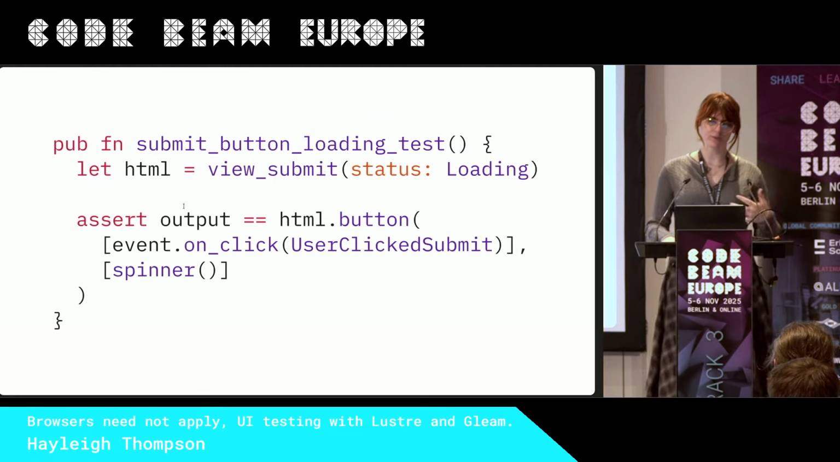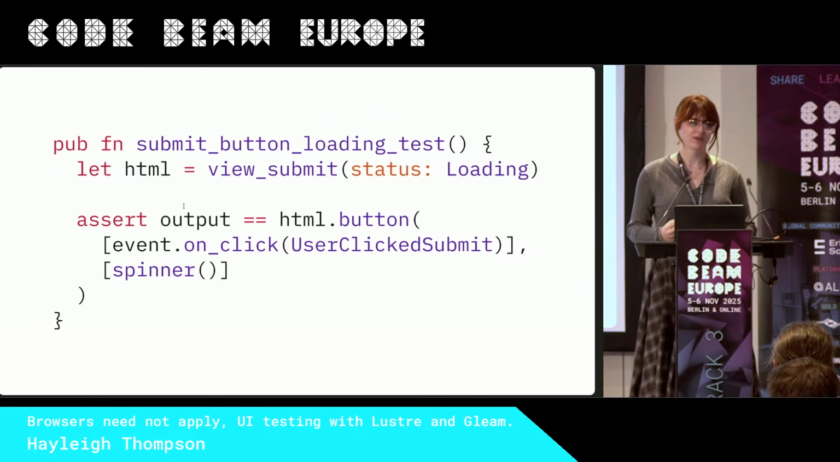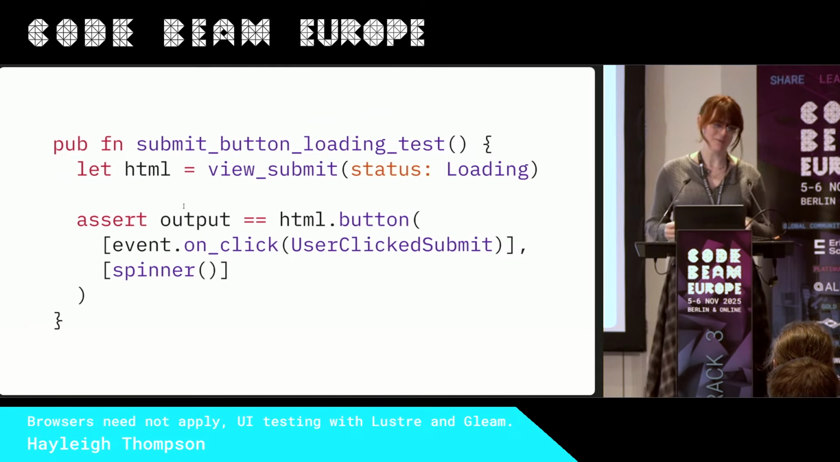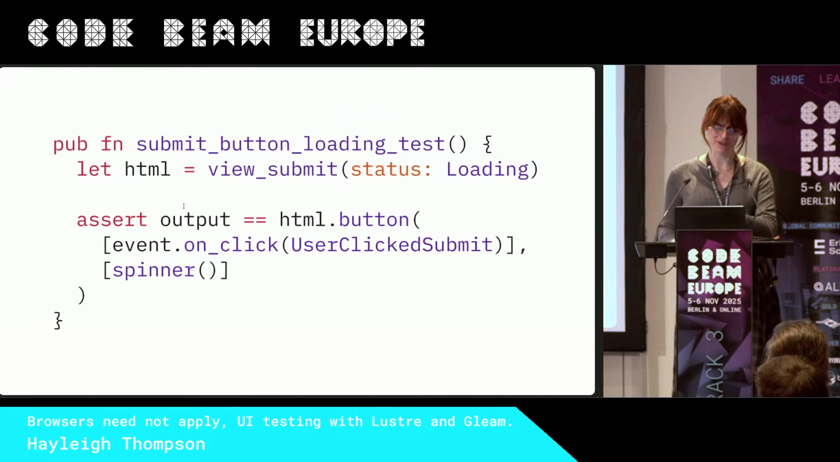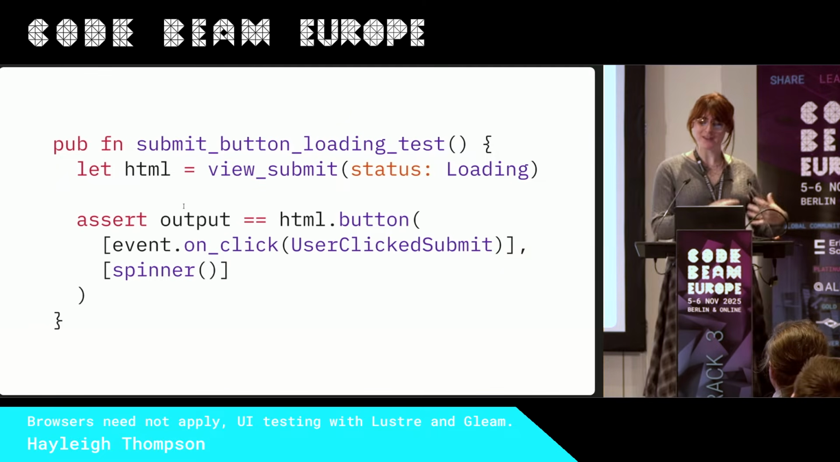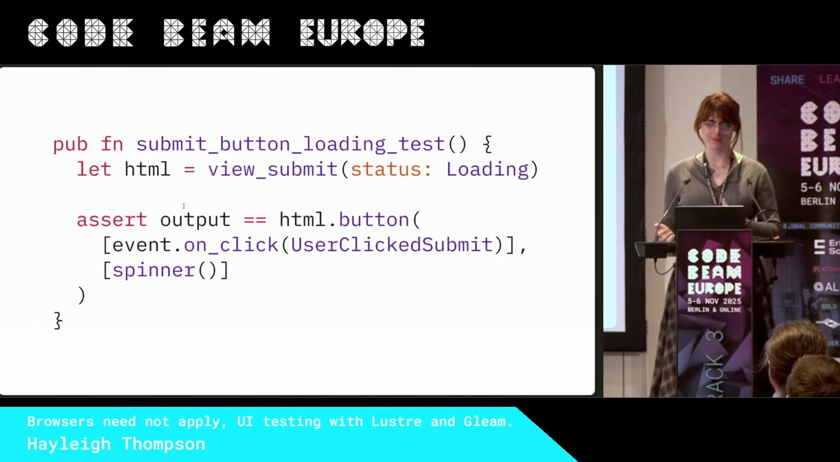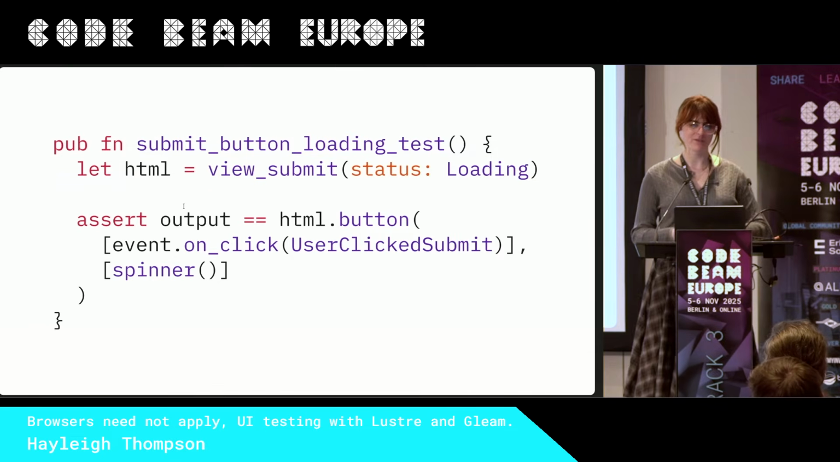So as an example, here I'm going to view our submit form. And I'm going to make sure it's in a loading status. And I can quite simply just make an assertion that I expect, okay, there's a typo in this slide that should say HTML instead of output. I can say, I expect the HTML returned from this view submit function. I expect it to be a button with a loading spinner.